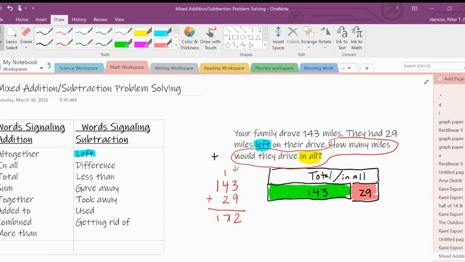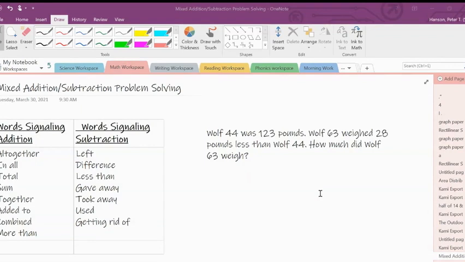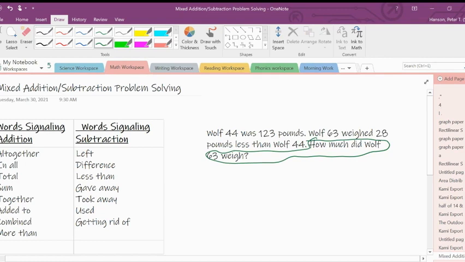Let's try at least one more. Wolf 44 was 123 pounds. Wolf 63 weighed 28 pounds less than Wolf 44. How much did Wolf 63 weigh? So as I look at this again, I'm going to start by looking at my question. I look here at my question part, okay, how much did Wolf 63 weigh? And if I look at this, there are no other questions here. I just want to know how much does Wolf 63 weigh? I know Wolf 63, but I don't have a weight for him.